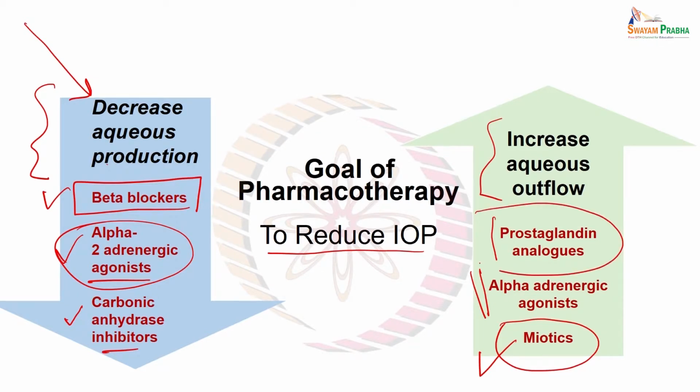Nowadays, the more commonly used and more effective drugs in increasing outflow are prostaglandin analogues. However, the prostaglandin analogues available are expensive, therefore still not so commonly used in India, but they have the advantage of longer duration of action.